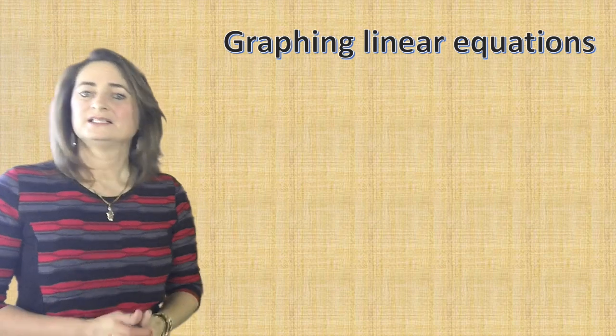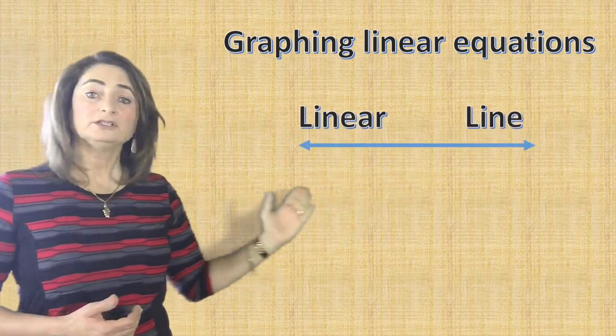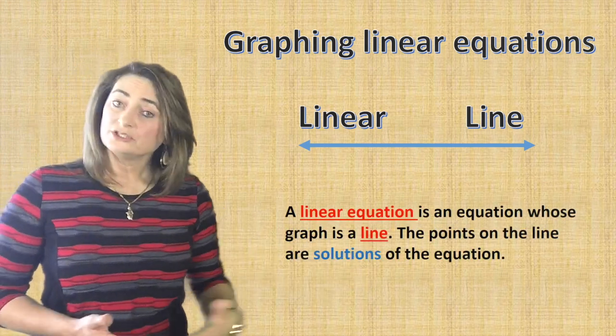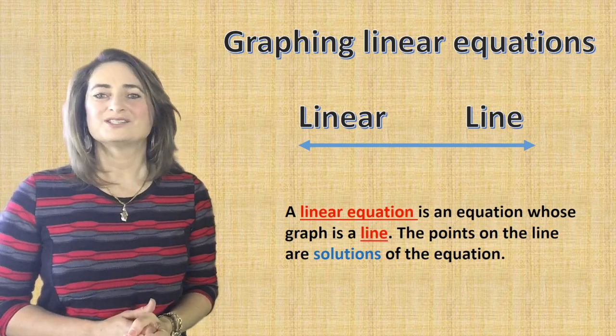So what is linear? Linear came from the word line. Literally, it makes a line. So a linear equation is an equation whose graph makes a line. Every point on the line is called a solution.